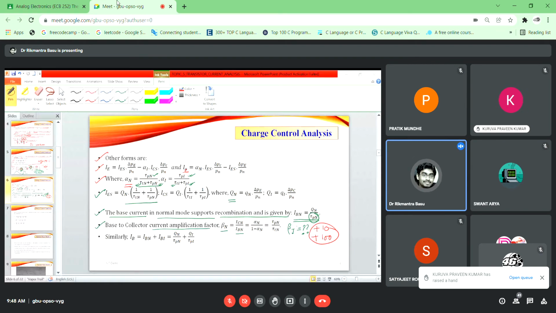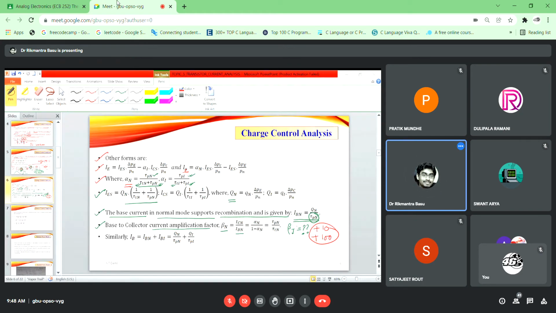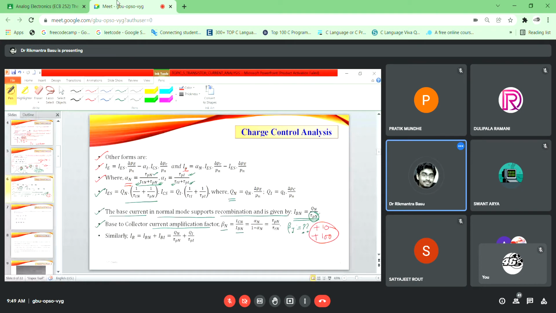Somebody, Praveen, please. Praveen Kumar, you have raised your hand, please. The hand went up while sleeping, don't worry. So if it is a negative term, that's why a negative amplification factor is not possible.